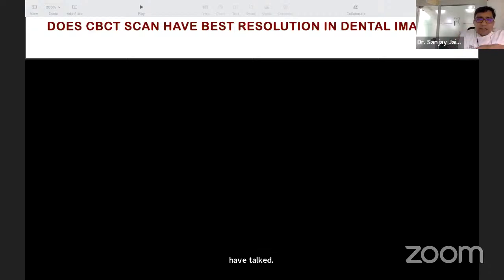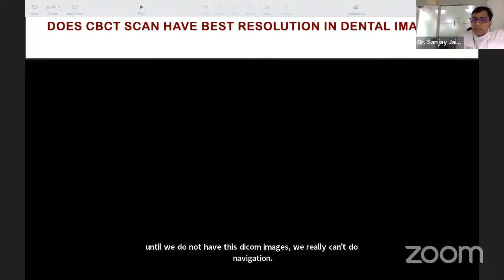Now, the next question that comes to mind, now that we have spoken so much about CBCT, is DICOM, that is the baseline. Until we have the CBCT or these DICOM images, we really can't do navigation. So is that the best resolution in dental imaging?